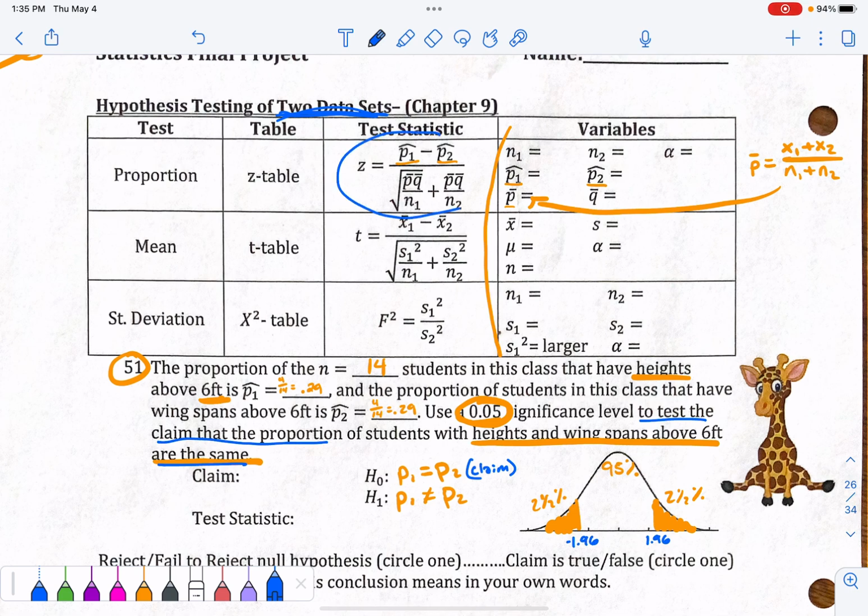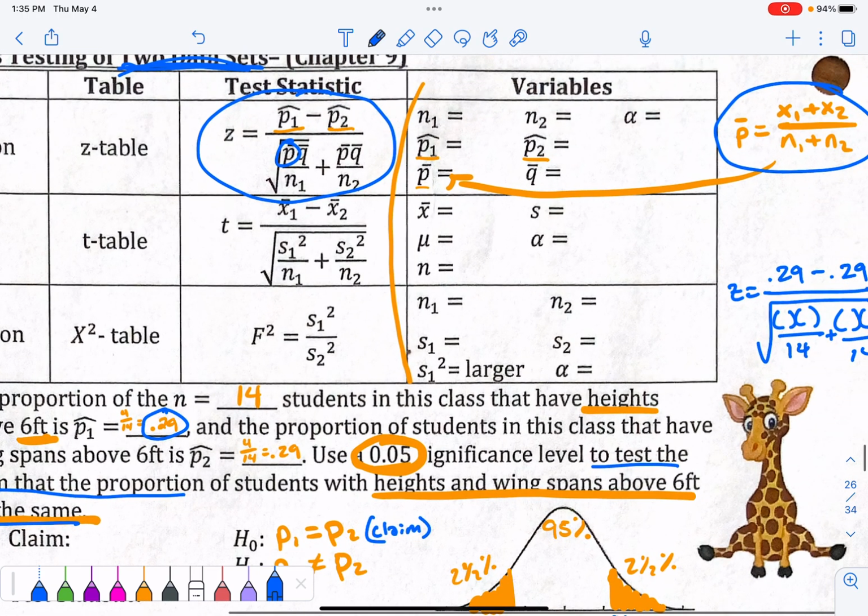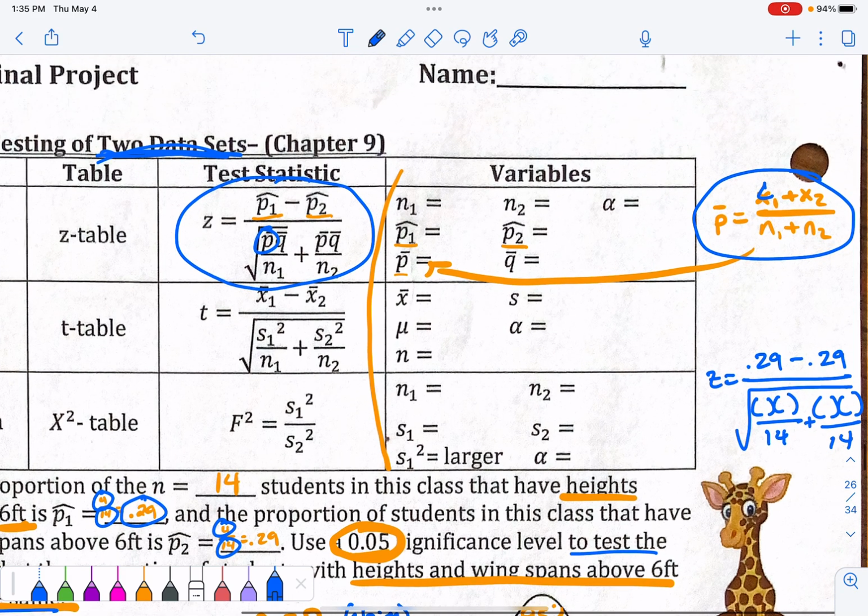All right, this guy right here, we have to calculate the z value. So z equals, I have p hat 1 minus p hat 2. All right, so here's the deal. P hat 1 is 0.29. P hat 2 is also 0.29, okay? The bottom, we have the square root of all of these numbers over 14 plus these numbers all over 14, okay? P bar is this guy, okay, and x1 plus x2, that would be like 4 plus 4 over 14 plus 14, right? I had 4 people in one category for height, 4 people for wingspan over 14 plus 14. So that is 8 out of 28.